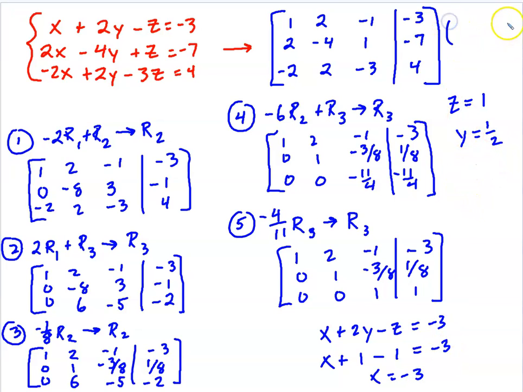So you typically will, just like you would have if you used substitution or elimination or Cramer's rule, which we're not doing yet with 3 variables, the solution to this 3-variable, 3-equation system should be an ordered triple. So -3, 1/2, and 1 is my final answer.